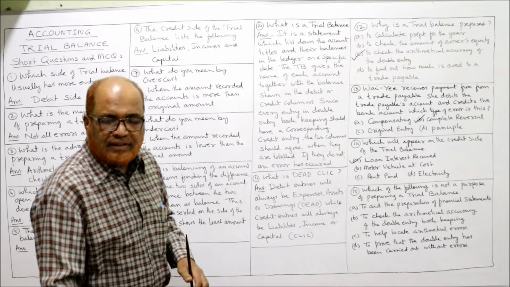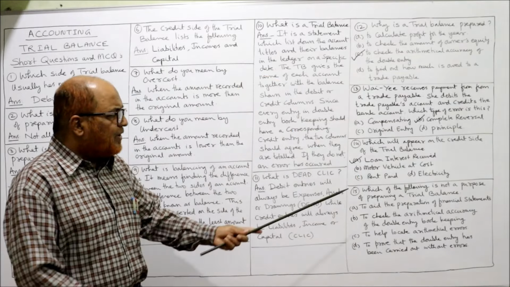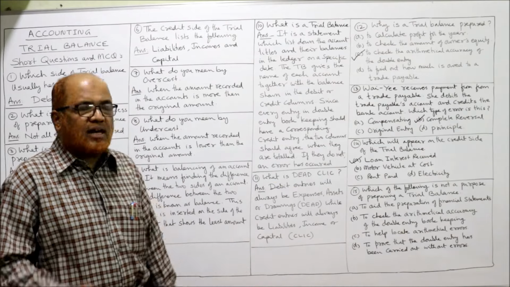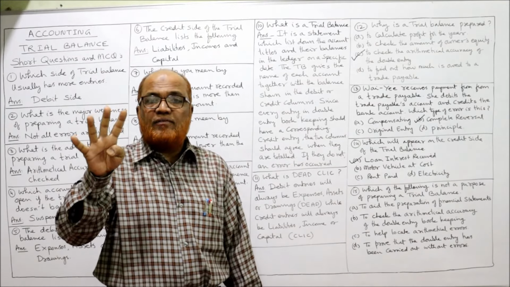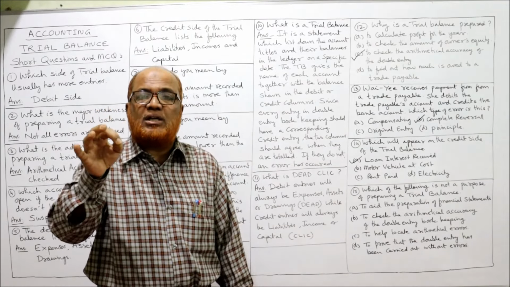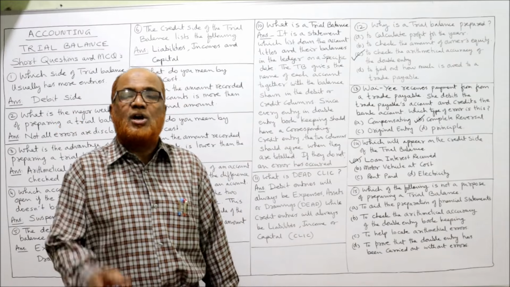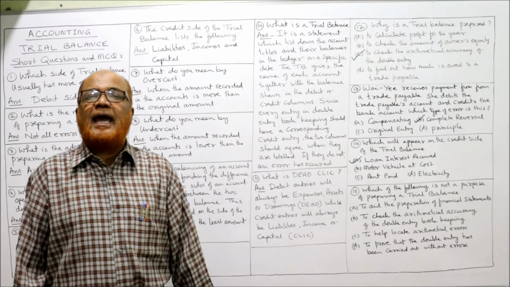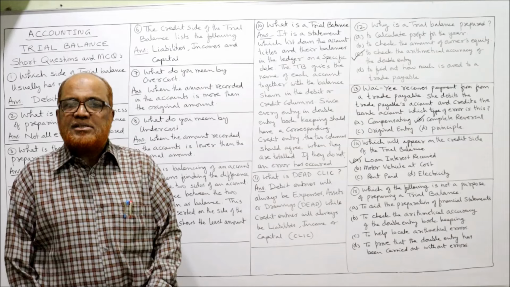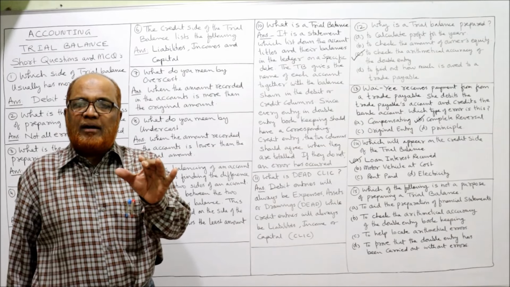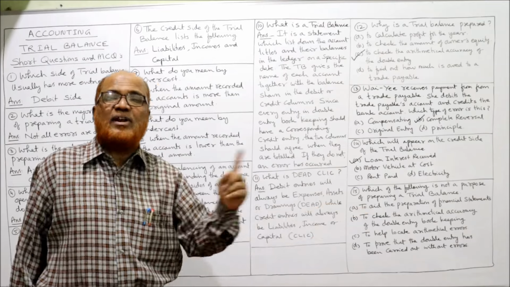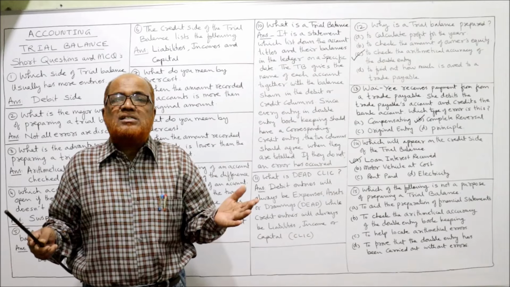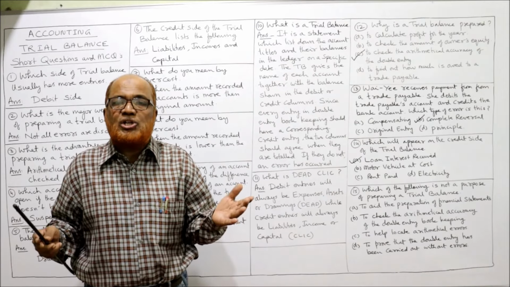Now next one, 15. Which of the following is not a purpose of preparing a trial balance? Four answers are given. Which of these four items is not the purpose of preparing a trial balance? First one, to aid the preparation of financial statements. Aid means help. This trial balance is prepared to help in making the financial statements. If we have prepared the trial balance, it will be much easier to make the financial statements.